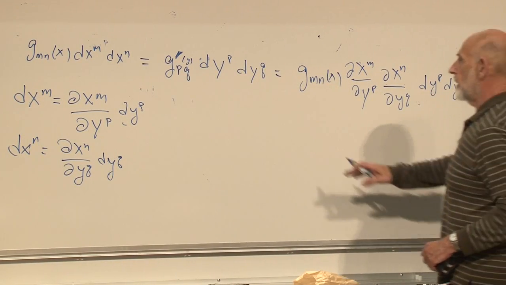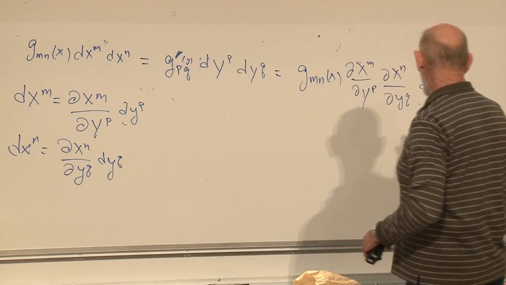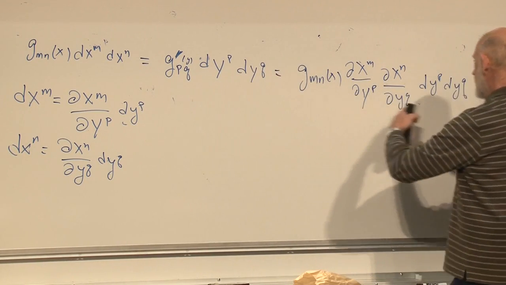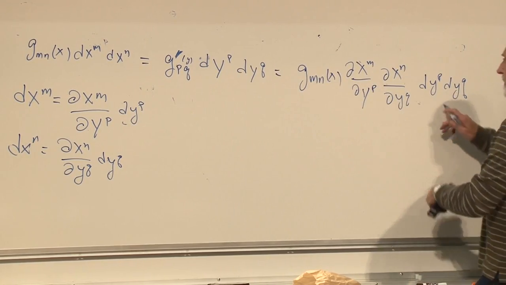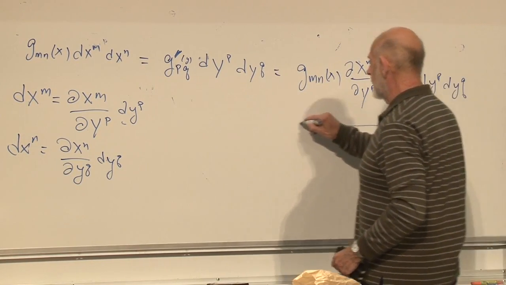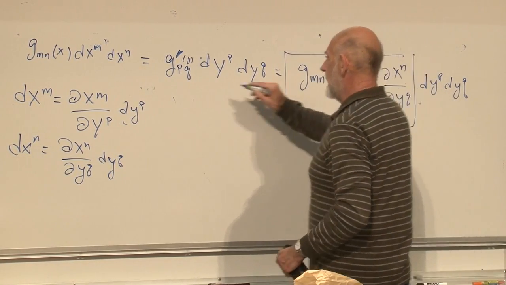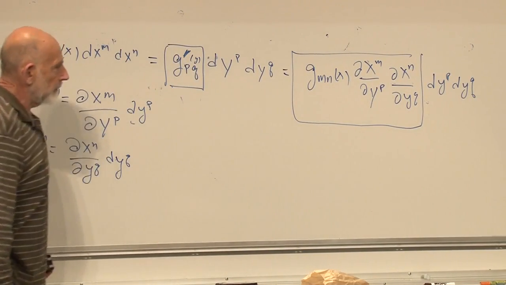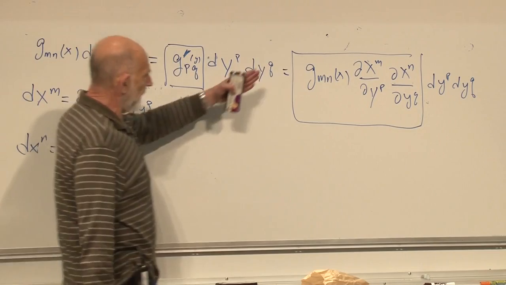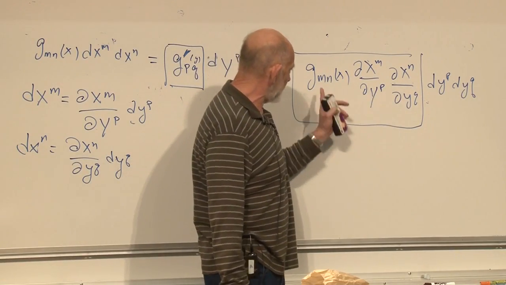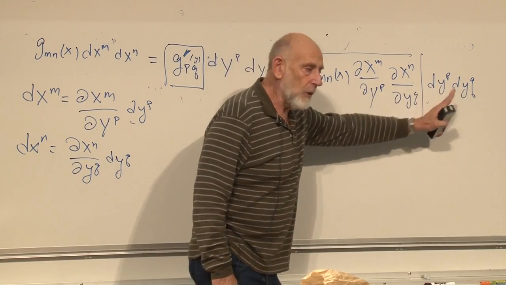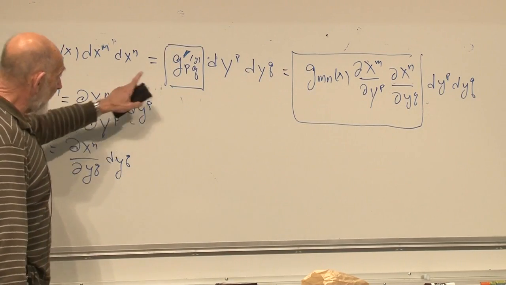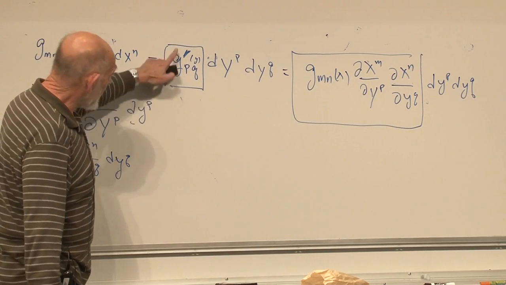So look at this side over here and look at this side over here. This has dy^p dy^q. This has dy^p dy^q. This object over here must be G prime. They play the same role. This is the set of objects, the PQ objects, which you multiply by dy^p dy^q to find the length of the vector. And so we found the transformation property.